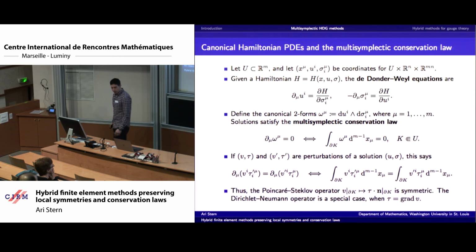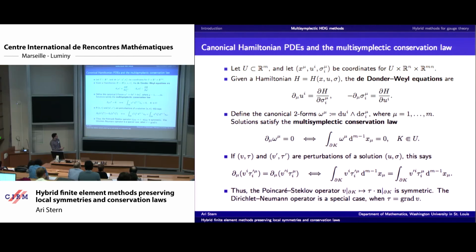All right, so what this says is that I could think of this problem as either imposing boundary conditions on the v's or on the taus, which I could think of as either Dirichlet conditions or something like Neumann conditions. And then I've got this Poincare-Steklov operator, which maps boundary conditions of v to the corresponding boundary conditions for tau. So the multisymplectic conservation law is really saying that this Poincare-Steklov operator is symmetric on the boundary of any subdomain. So this has an interpretation as a reciprocity principle, like I had on the previous slide.